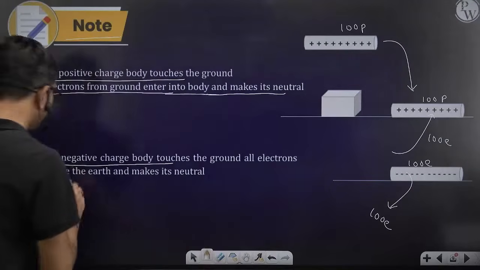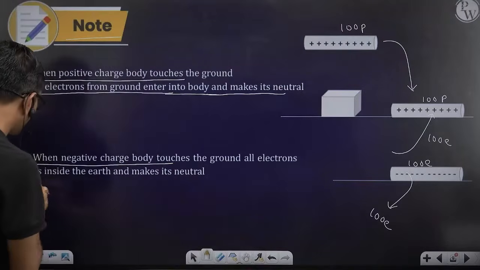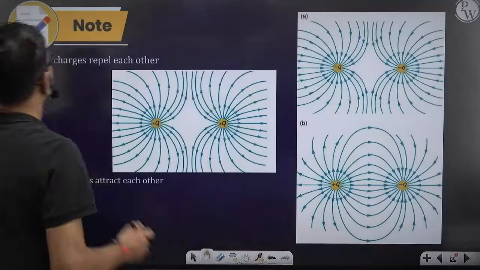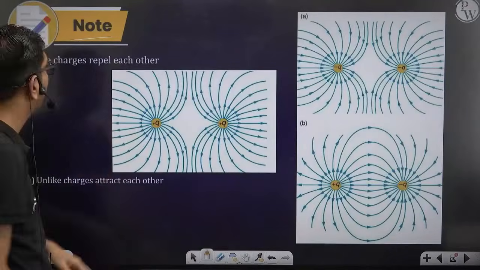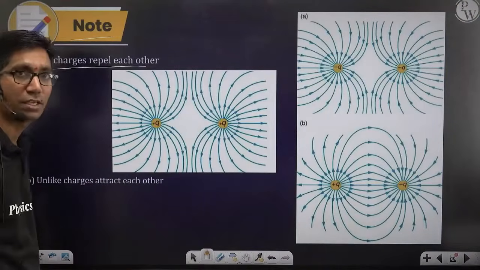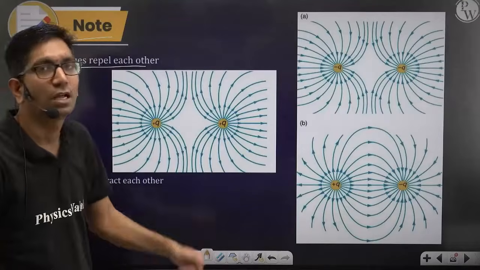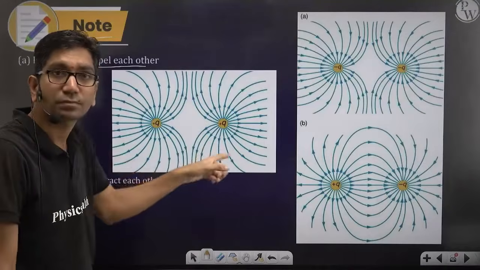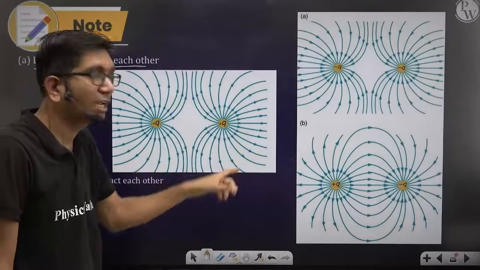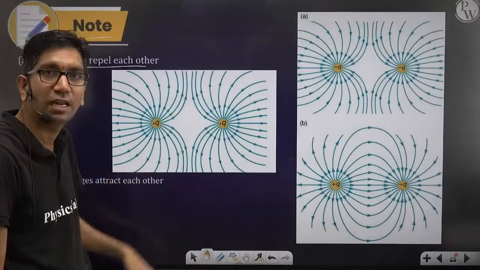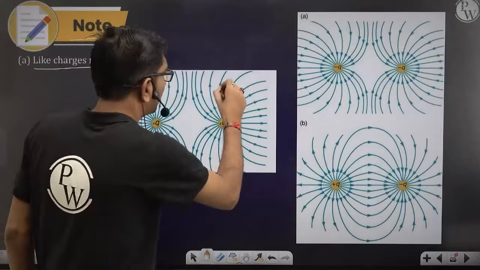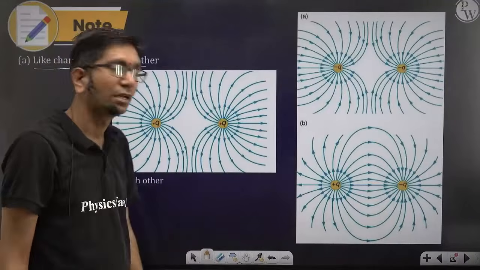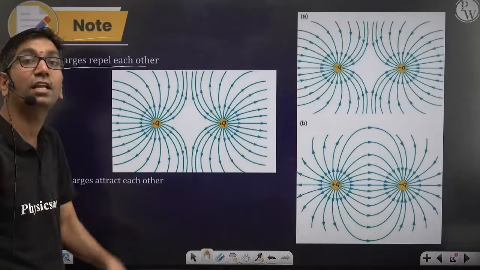You see here, when a negatively charged body touches the ground, all electrons go inside the earth and make it neutral. So note down these also very important points. Like charges repel each other. Around a charge we have electric field lines. For a positively charged body, the electric field lines are always in the outward direction. For negatively charged, they will be in the inward direction.